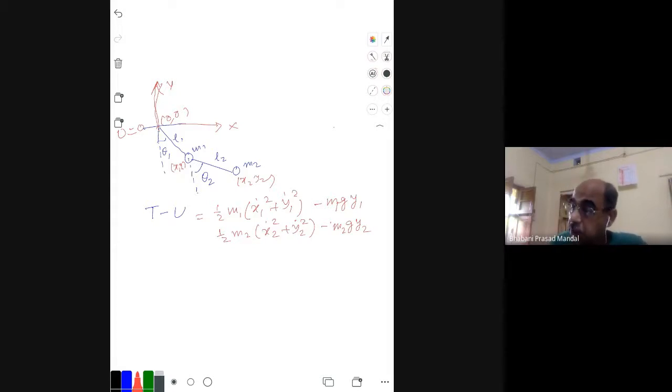This is without assuming the constraints, but the system has constraints. The constraint is that the length of the first pendulum, L1, is a fixed quantity. Similarly, the distance from the first mass to the second mass, the length of the second pendulum, is also fixed. So the constraint equations are x1 square plus y1 square equal to L1 square, and x2 minus x1 whole square plus y2 minus y1 whole square equal to L2 square. These are the two constraints. You can express them in terms of angle variables, keeping this triangle in mind.